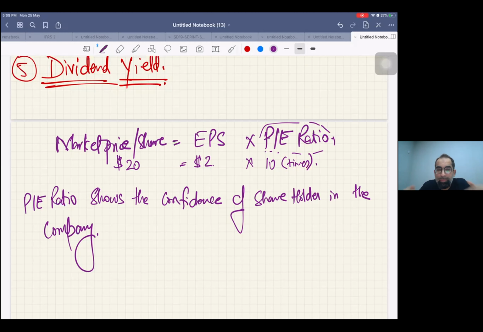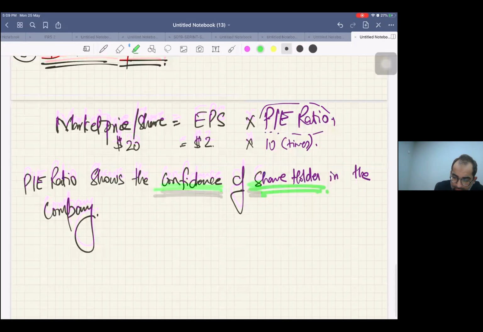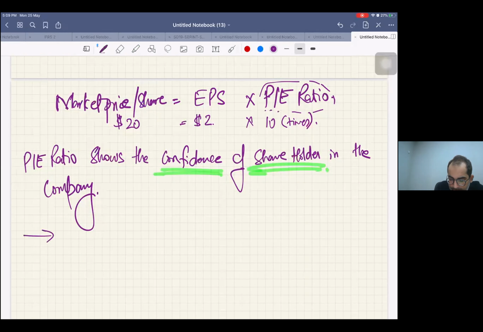So in short, look at the words: P/E ratio shows the confidence of shareholders in the company. That means how positively shareholders are taking the company's policies, steps and strategies, how shareholders are thinking about the company's future, how the market thinks about the company's future. So giving you one more example, Apple company. Sorry, first example is budget.